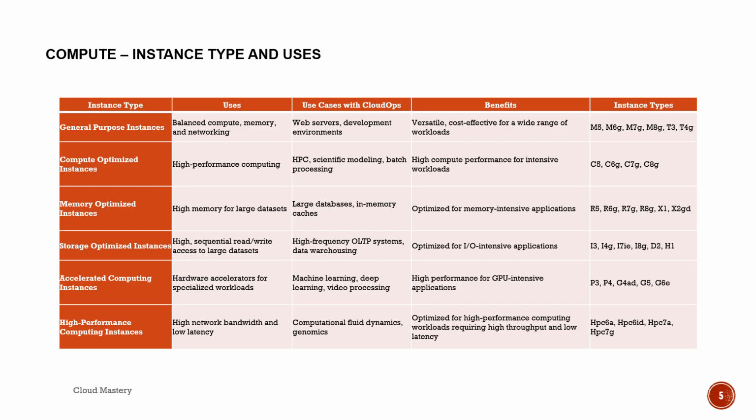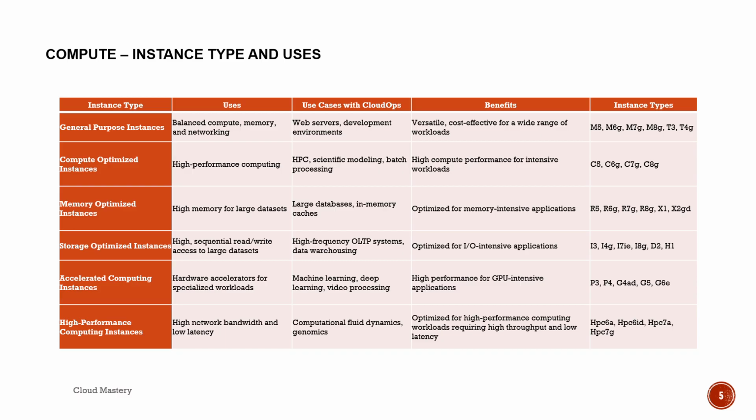And moving to memory optimized, which I have highly worked on in my company. If I say high memory for large data sets, I can say SAP HANA, or memory based applications, databases, large databases. So we are using R series and X series there: X2iD, and also R5, R6G, R7G, R8G, X1, X2GD. This type of family you can use for your environment. You can propose to the client as well for any kind of large databases and memory based applications.